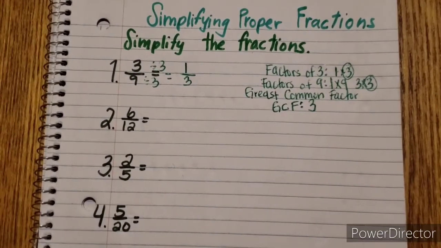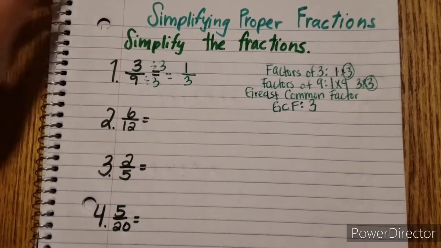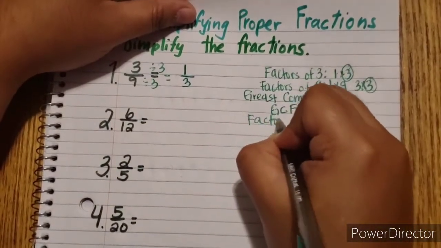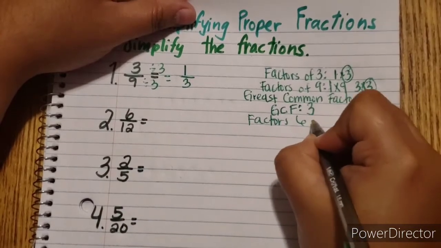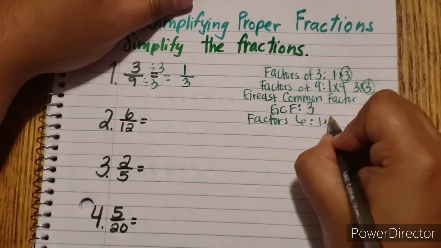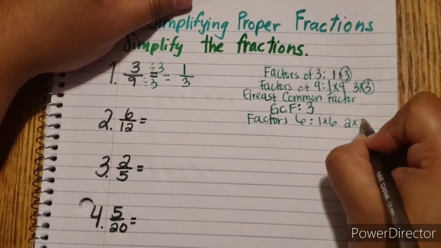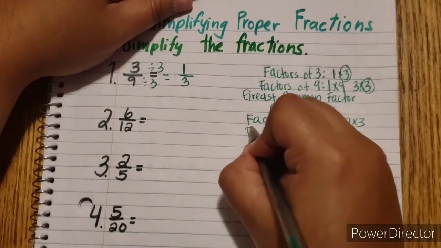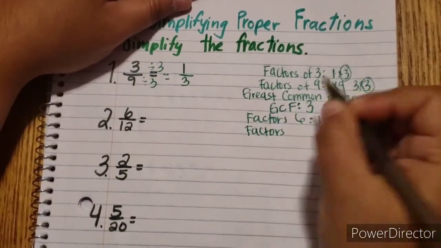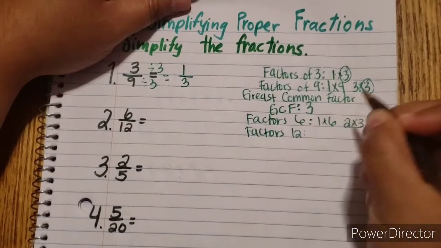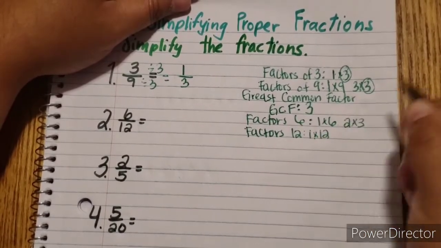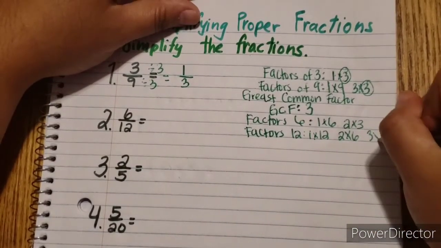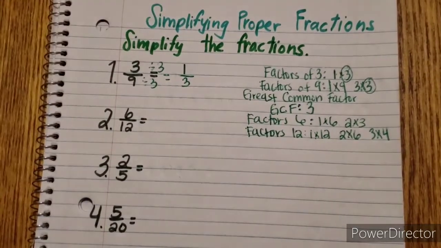We have 6 over 12. So again, let's look for the factors of 6. So we have 1 times 6, 2 times 3, and that would be it. So now let's look for factors of 12. So we have 1 times 12, 2 times 6, 3 times 4, and that would be it.